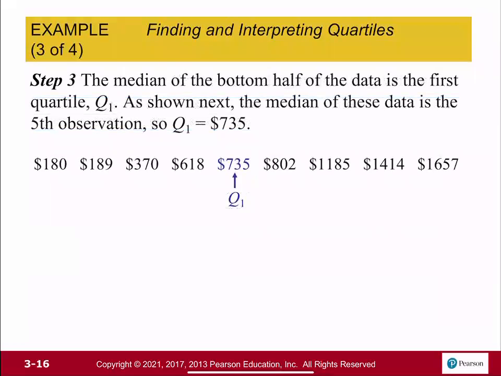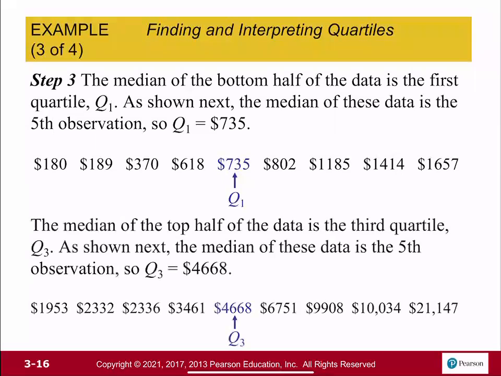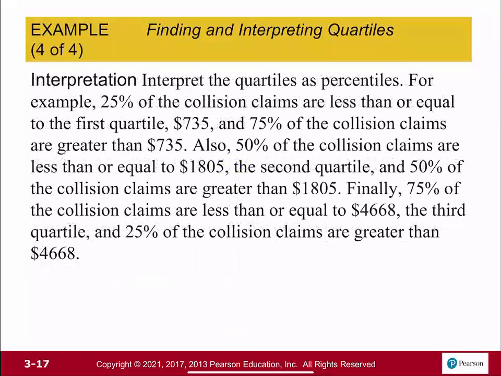Awesome. And then from here, we looked at the bottom half of the data set, so the smaller numbers up to the middle value. And the median of the bottom half ends up being the 5th number, and it ended up being 735. Cool. And now the median of the top half, so the bigger numbers, ended up being 4,668. Looks good. Awesome. And now for the interpretation. So, to interpret the quartiles as percentiles.